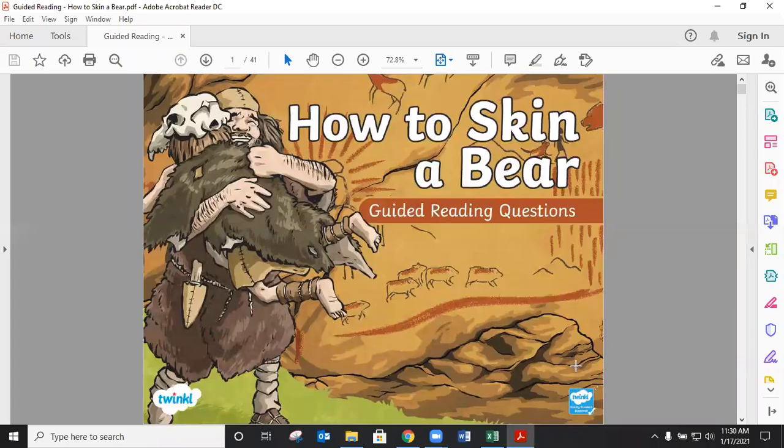Hello Year 3. Today we're going to introduce how to do guided reading. Our guided reading book for this topic, topic 3, is going to be How to Skin a Bear.